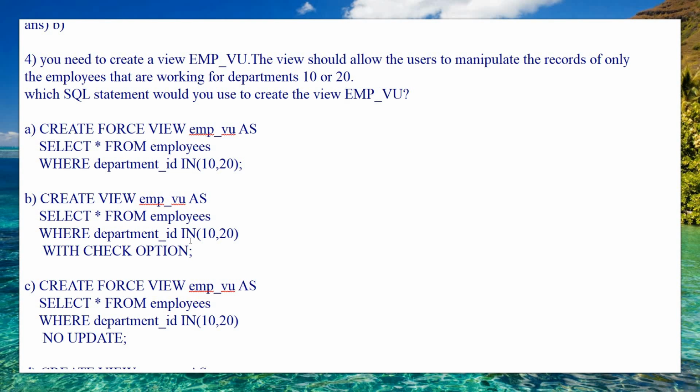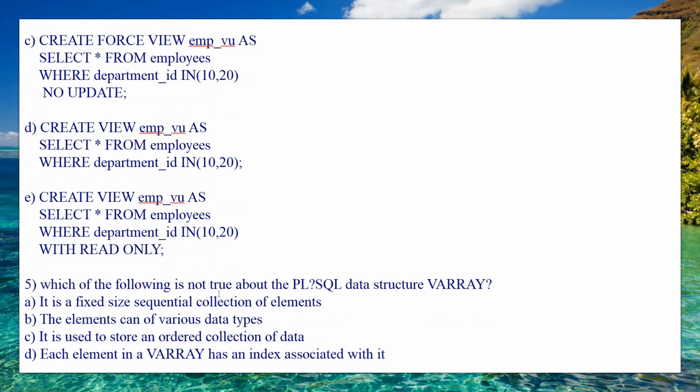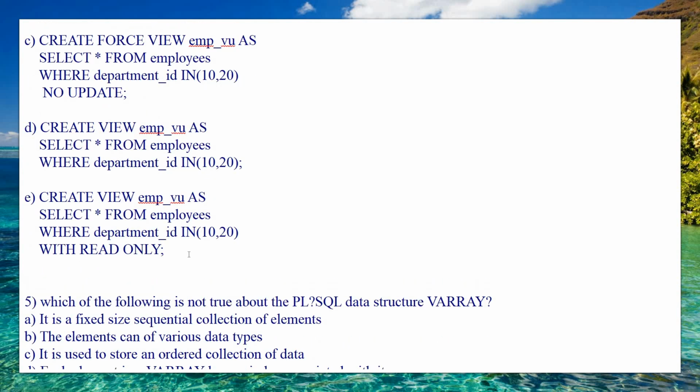And since it is PL SQL, you need to check it. You need to manipulate the record, and manipulate means you need to check. So for that you use check option in case of PL SQL. So you can say the answer B is the correct answer. Create view emp underscore view as select star from employees where department underscore ID in 10, 20 with check option. So for this query the option B is the correct answer.